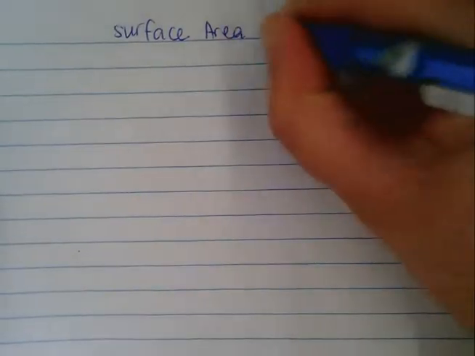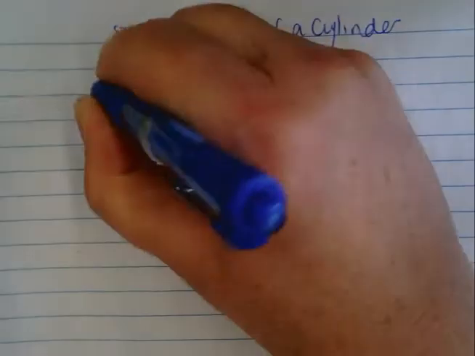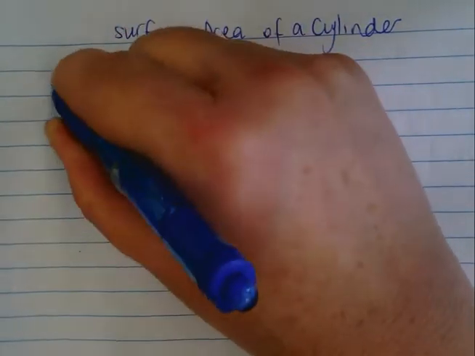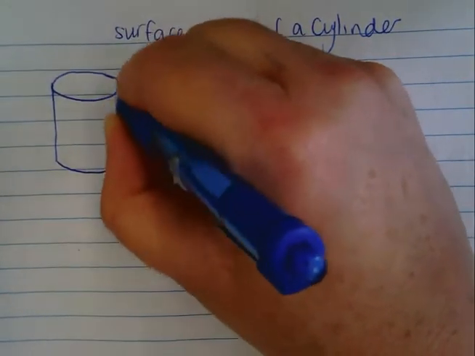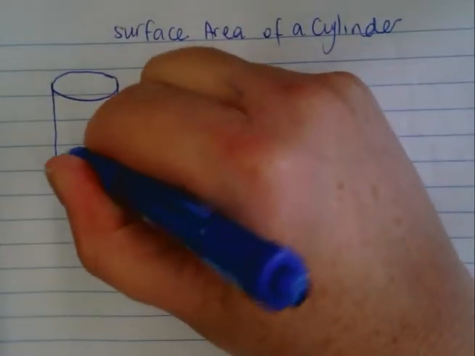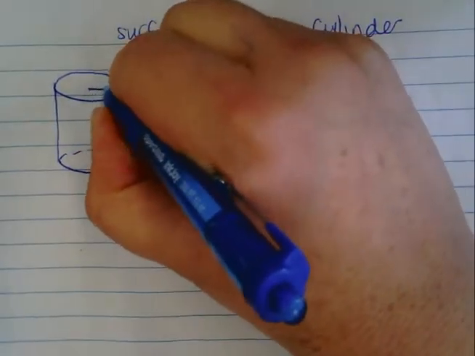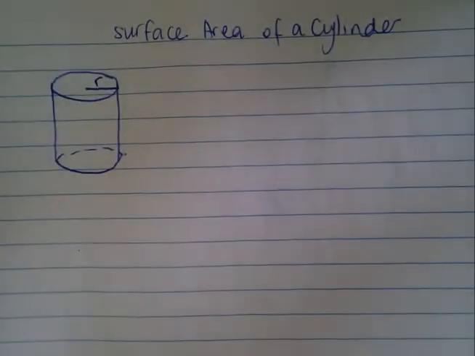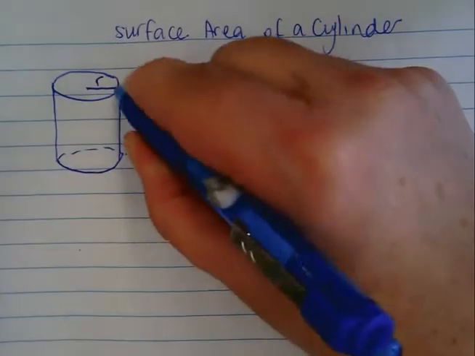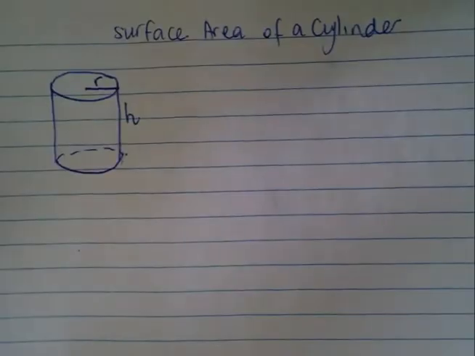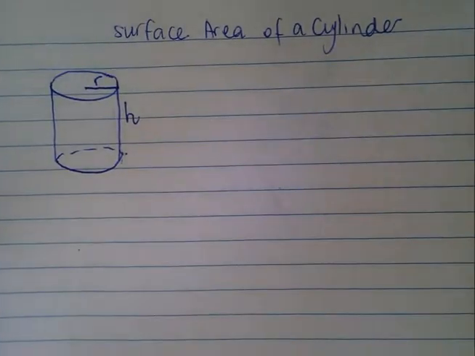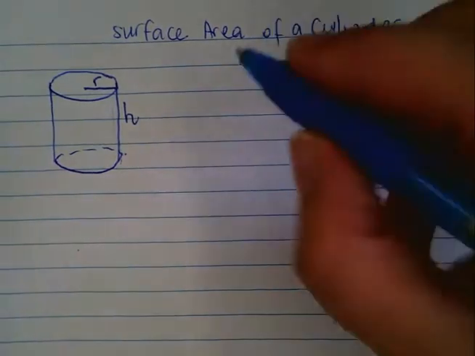Today we're looking at the surface area of a cylinder. So I'm just going to draw a cylinder. Now, I'm going to make the cylinder have a radius r, and the cylinder is going to have a height h. So, to do the surface area, we basically have to find the area of each surface and add it together. So what is that cylinder made up of?